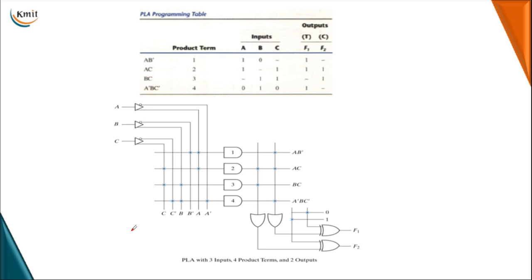Now we have to use the programming table, which is called the PLA programming table. In this programming table, the first column deals with all the product terms of the given two functions. In the second column, we have the numbering of how many product terms there are in the given two functions. In the third column, you will have the given inputs, with which you have to implement your functions, and the outputs: those which are uncomplemented are represented with T, and if complemented, they are represented with C.